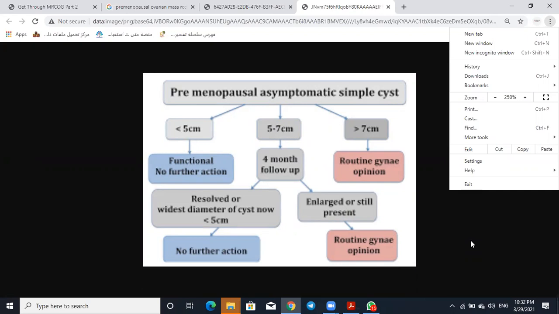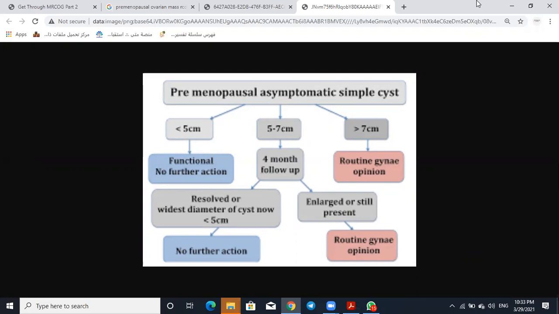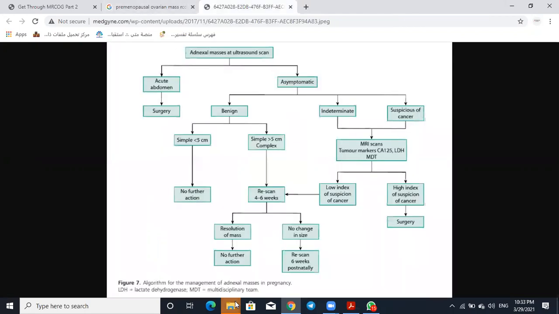Premenopausal asymptomatic simple cyst. If it is less than 5 centimeters, this is functional, no further action. If it is 5 to 7 centimeters, we will follow up after 4 months. Resolution, no further action. Enlargement, we will get another opinion to see why. But this is not what is in the guideline. No, there is something else.